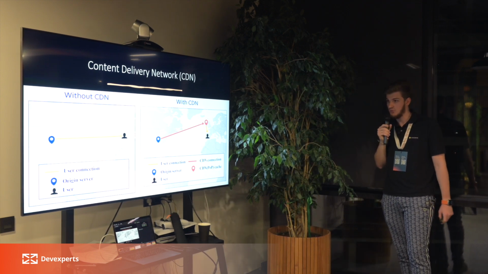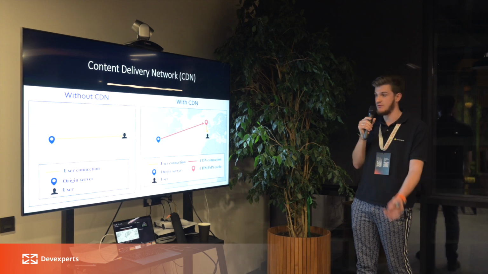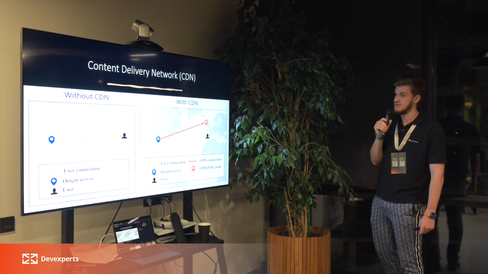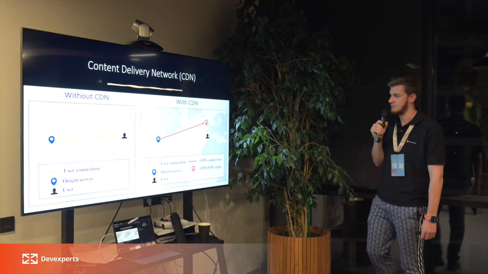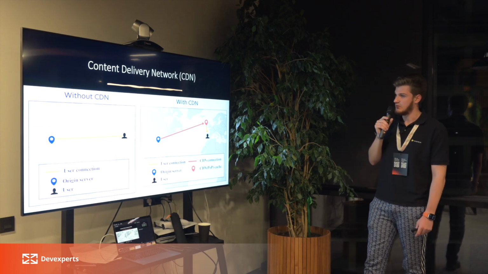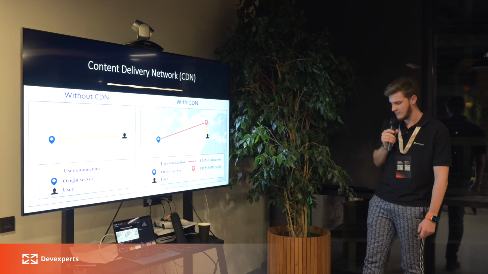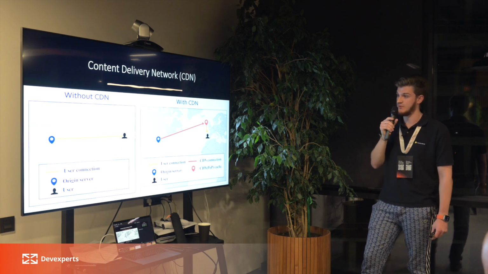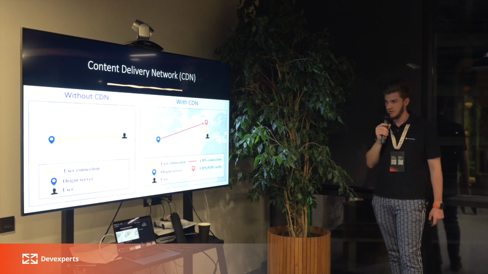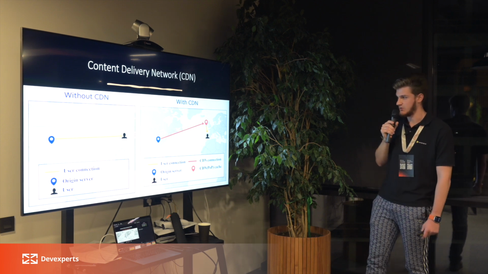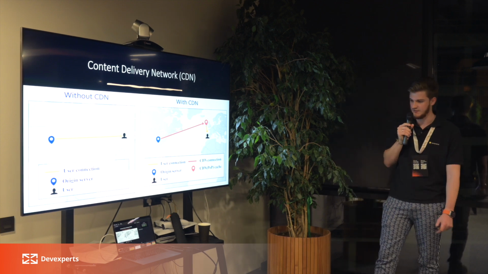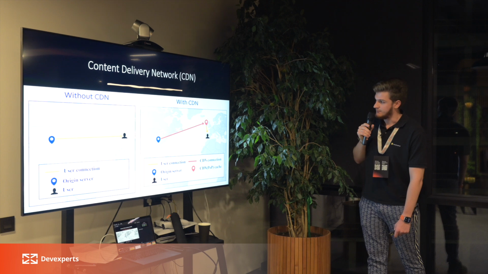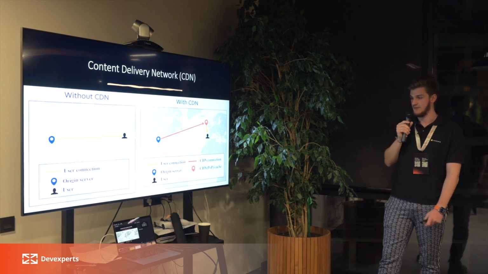A CDN is just a network of servers distributed around the world. In a typical situation, you have an application that has a server in the US, and all users around the world can access it. Without a CDN, our user from Spain will try to access our server all the way to the US. It's not efficient, so we introduce a content delivery network. We put some servers around the world, and when the same user from Spain tries to access our application, the closest server in Ireland will handle it.